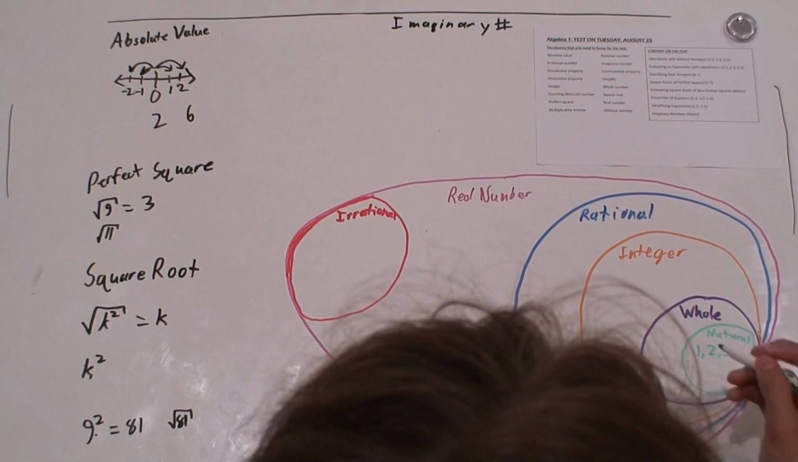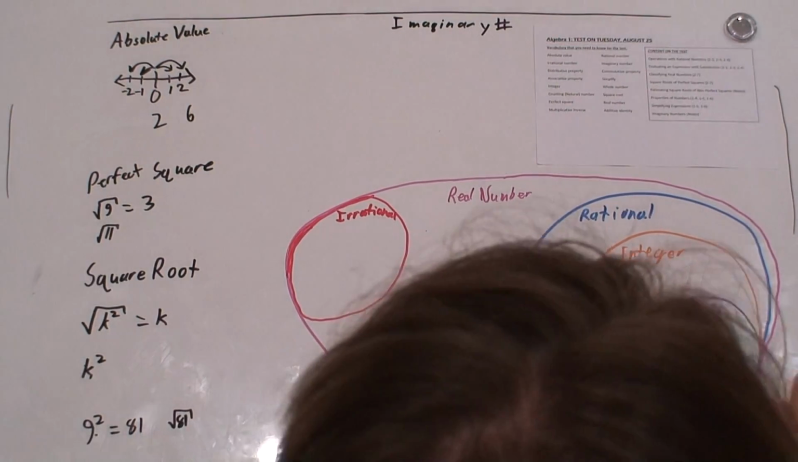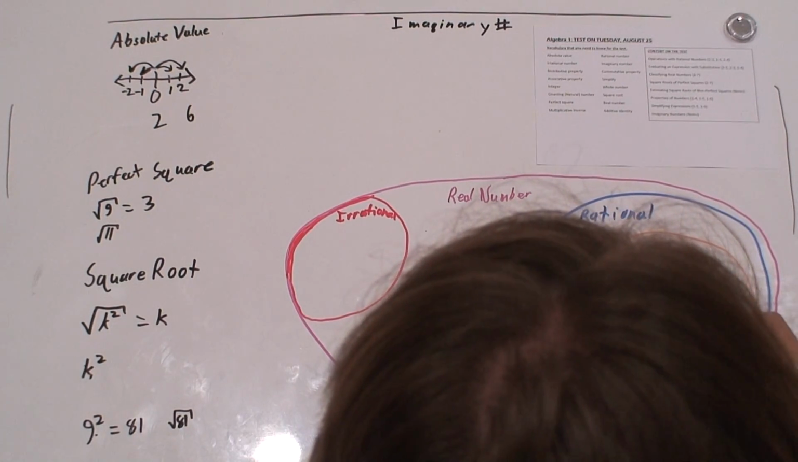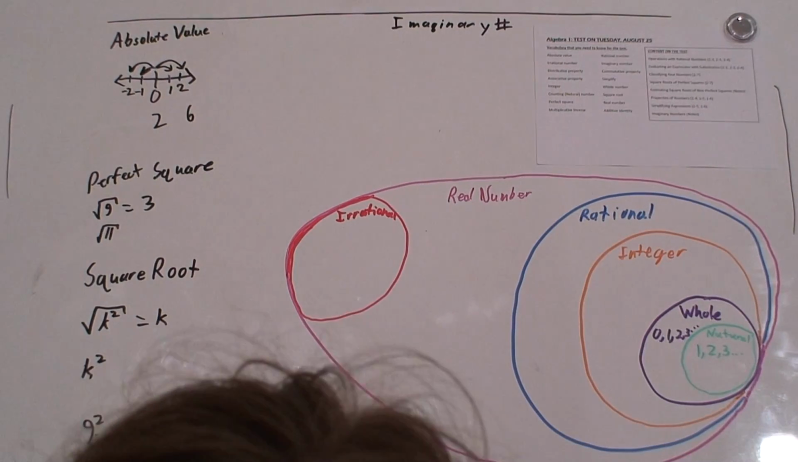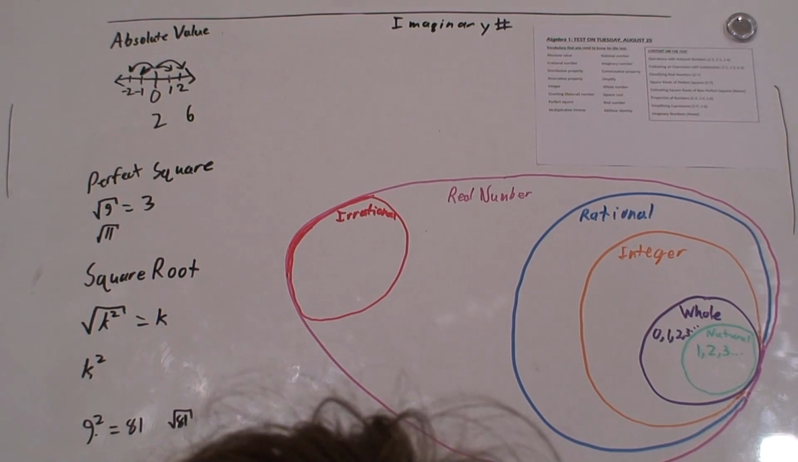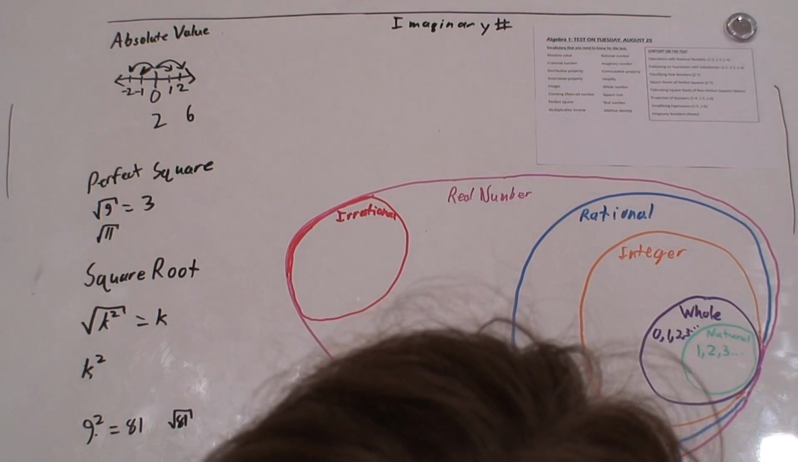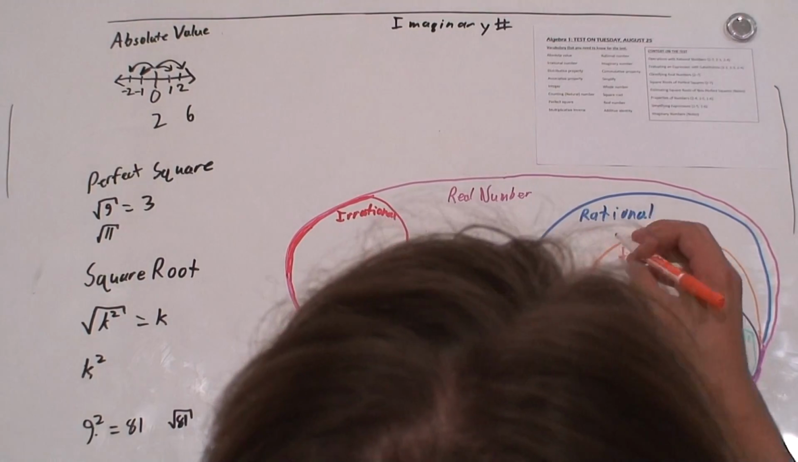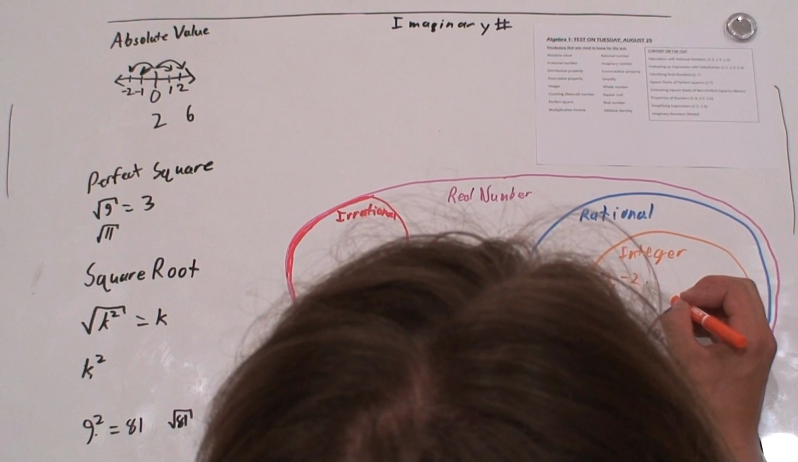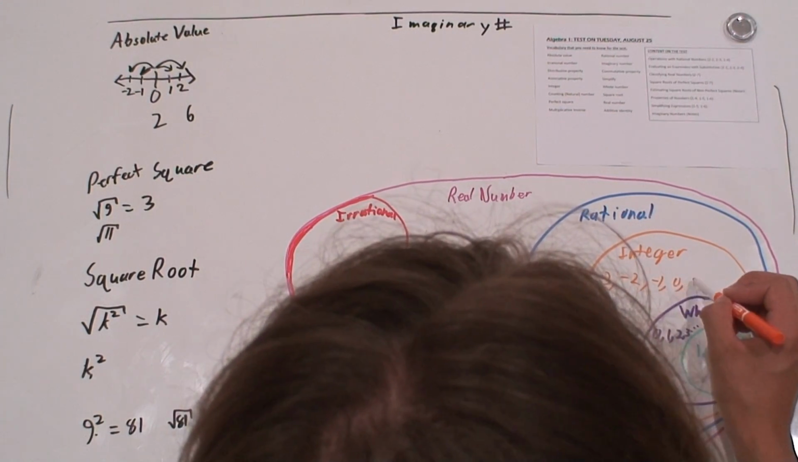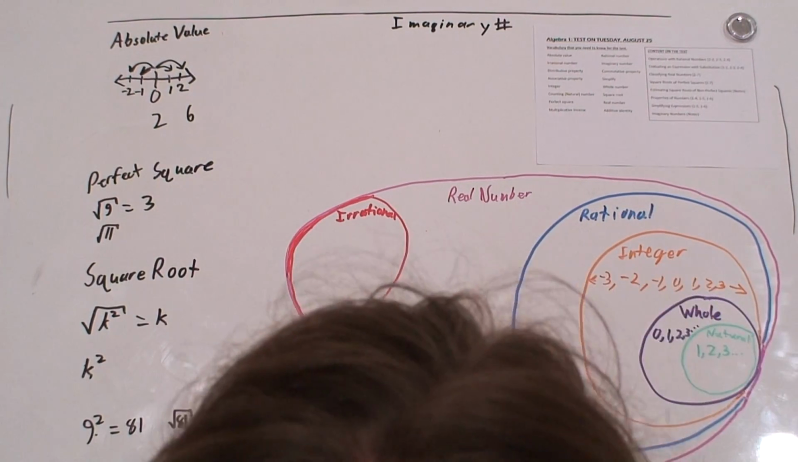Whole numbers are all non-negative numbers that include 0: 0, 1, 2, 3, ... An integer is any positive or negative whole number. So now we move on to -3, -2, -1, 0, 1, 2, 3. They extend both directions.